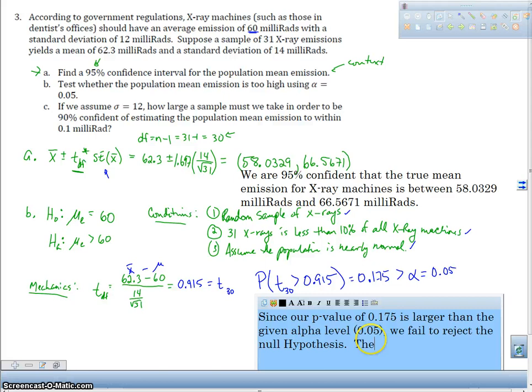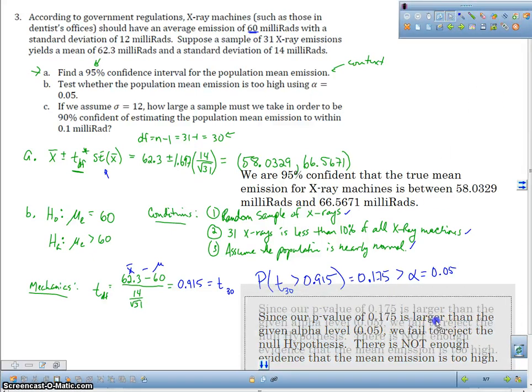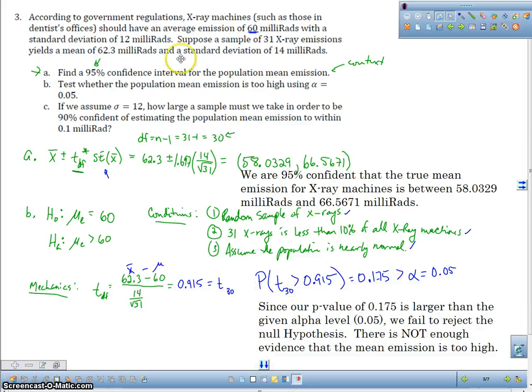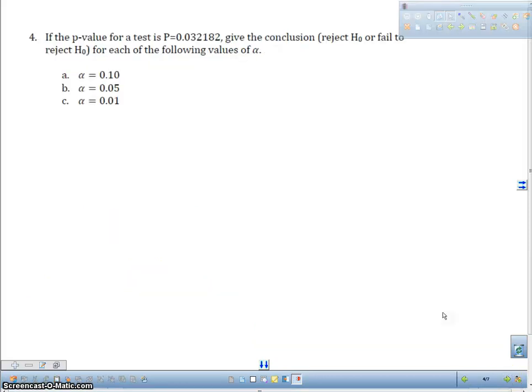That means that there is not enough evidence that the mean emission is, can't spell, is too high. All right. Okay, so there's our hypothesis test for a one sample mean. This is going to be small samples because we're using the t distribution. All right, so let's take a look at the next problem.